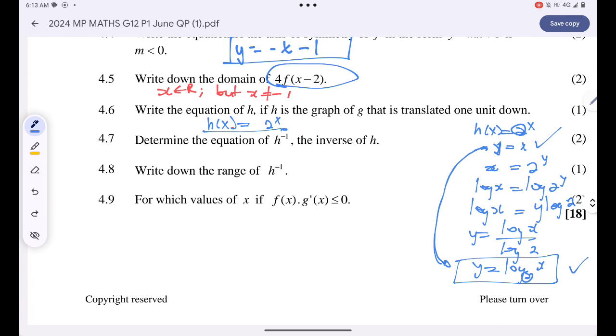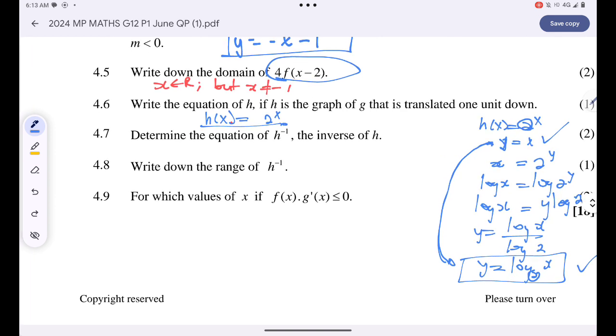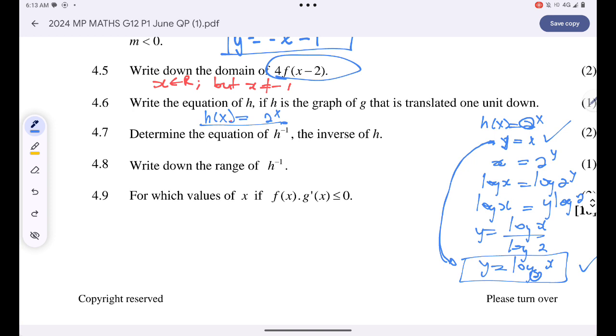Okay, now they want us to find the range of h of x. Remember, guys, you can draw your graph so that you can see your range. However, please do note that the domain of your original graph, which was h of x, will be the range of the inverse graph. Why? Because whatever happens on the x value on the original graph will happen on the y value on the inverse graph. Are you together?